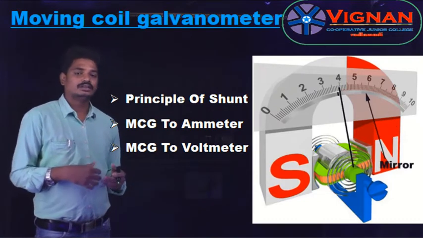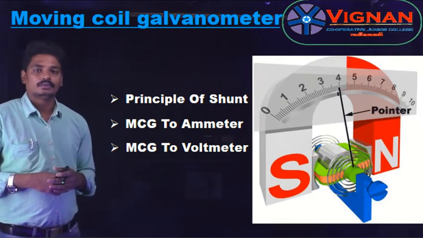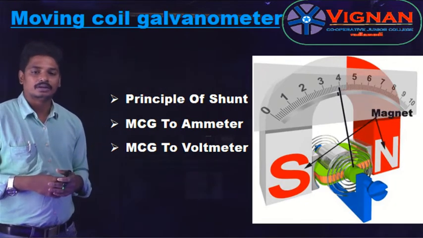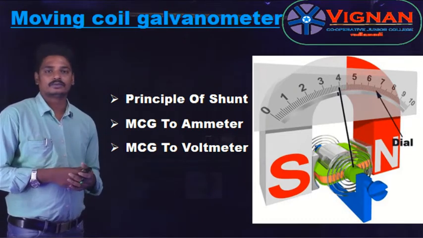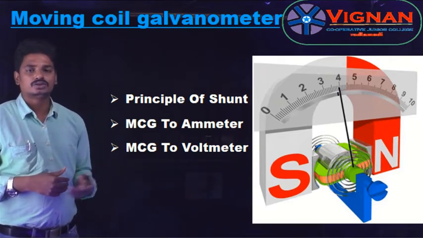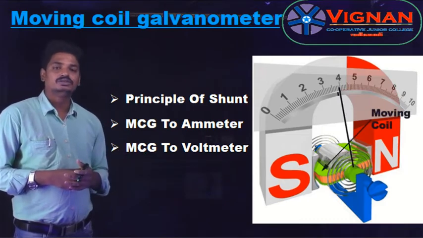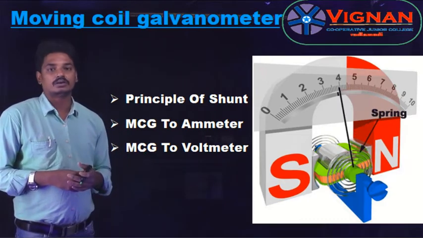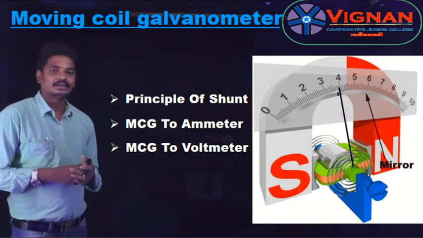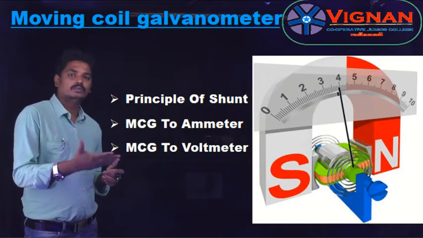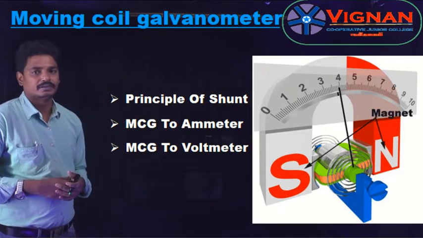And next one is how to convert the moving coil galvanometer to ammeter, and how to convert the moving coil galvanometer to voltmeter. You already know what is meant by ammeter and voltmeter. Ammeter is a device which is used to measure the current flowing in the circuit, and voltmeter is a device which is used to measure the potential difference across the circuit or a particular element. So let us discuss in detail what is meant by shunt, how to convert the moving coil galvanometer to ammeter, and how to convert it to voltmeter.